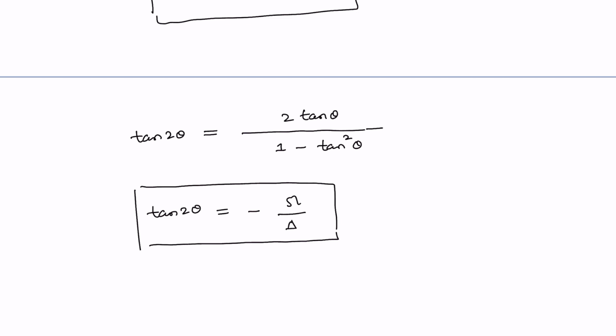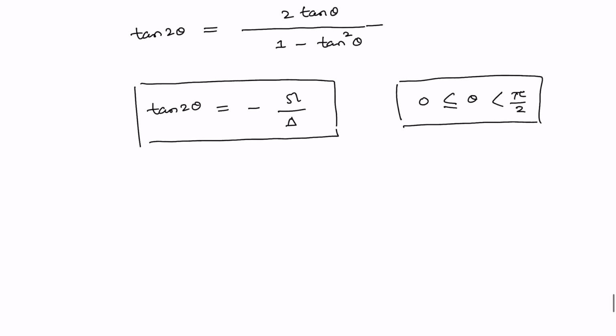Now this angle theta is constrained between 0 and pi by 2. Please think about it, why it is so. Maybe I will explain it in the problem solving session. Now these are my new eigenstates |+⟩ and |−⟩. These eigenstates are known as the dressed states. These are called the dressed states of the atom.